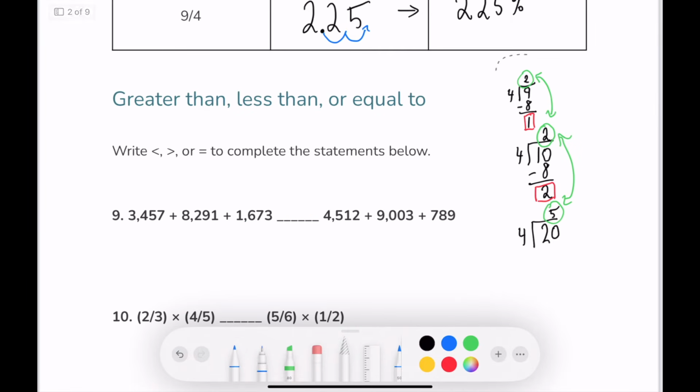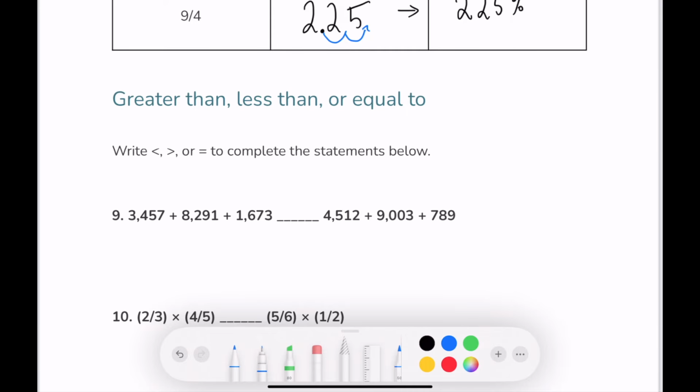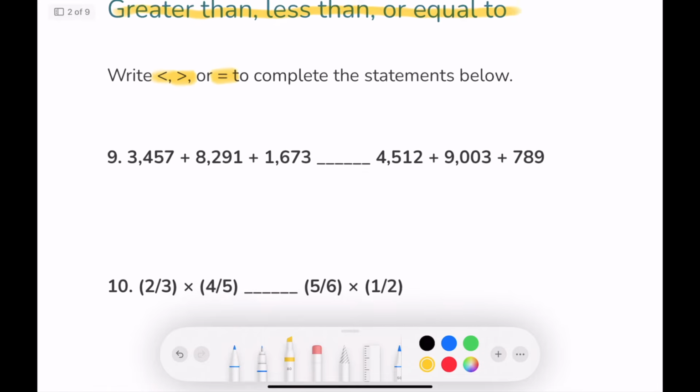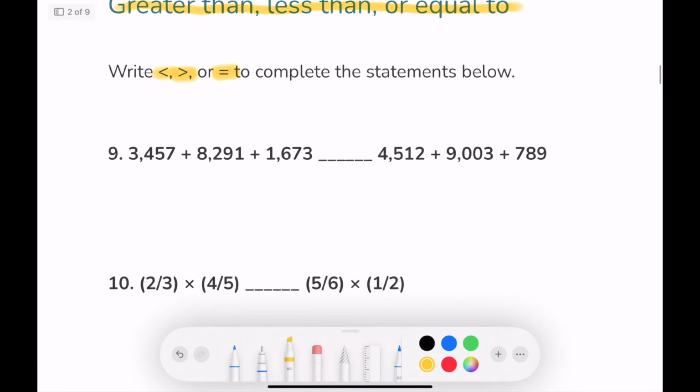All right, now let's go ahead. Let me clean this up just in case we need the space for next problems. And I see that we are going to be working with one of my faves, greater than, less than, or equal to. Let's go. So we have the less than sign, the greater than sign, and the equal to sign. So, another string of numbers. That means that we are going to be adding these, and then also we're going to be adding these, and then we're going to see which one is bigger, and we will put the greater than, less than, or equal to sign right there.